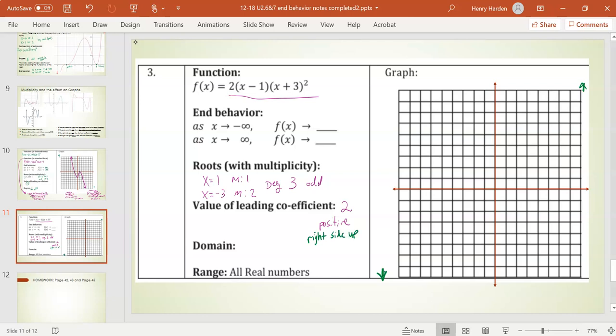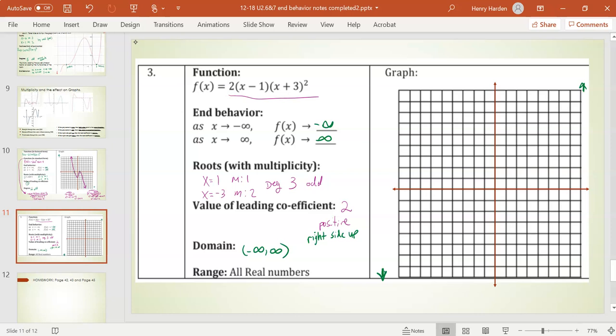Okay, and then that means because it's odd, automatically the left side goes down. If it's even, they both point in the same direction. And so looking at the end behavior, I can go ahead and put that. Right side is up, left side is down. Okay, the domain basically is going to be all real numbers. For all these functions here, the domain is always going to be negative infinity to infinity.